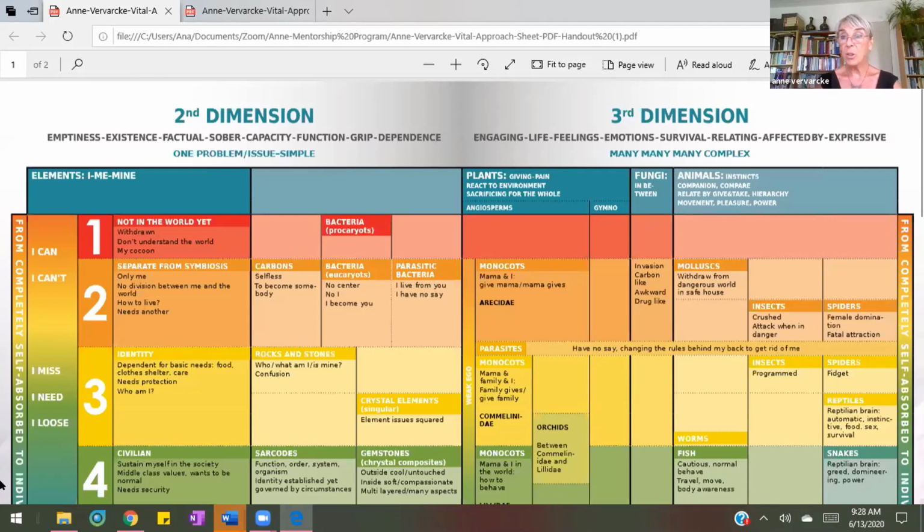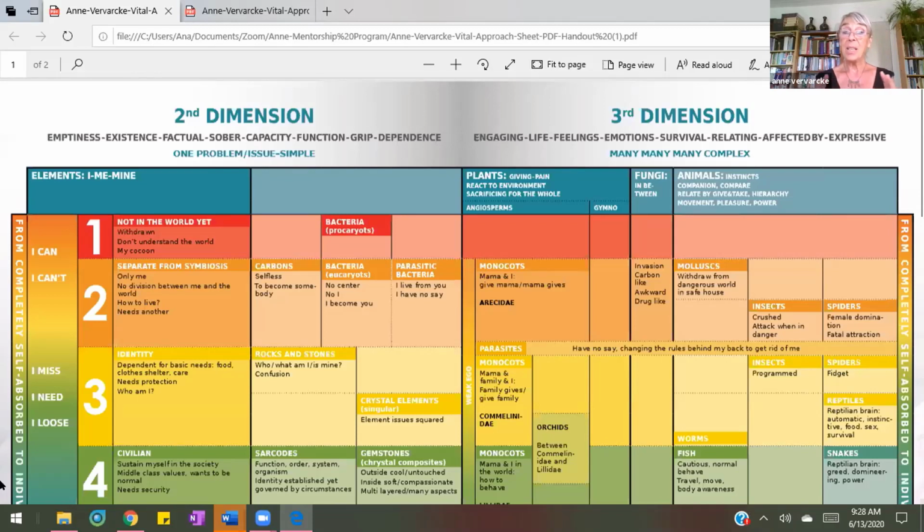The 2nd dimension person will experience himself, his life, as an existence, while the 3rd dimension, animals, plants, and fungi, will experience their life as life or as survival, which is a different thing. We all live, we all die, and yet we have this different experience of how life is. And 2nd dimension is all about my existence. I exist, what about my existence?